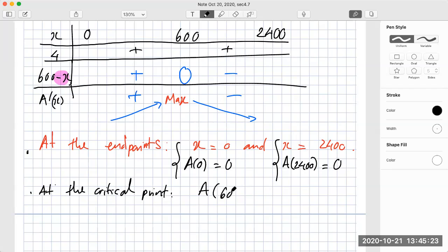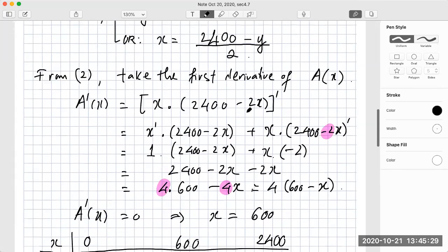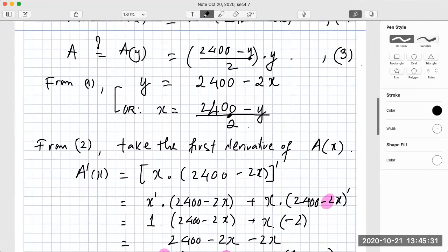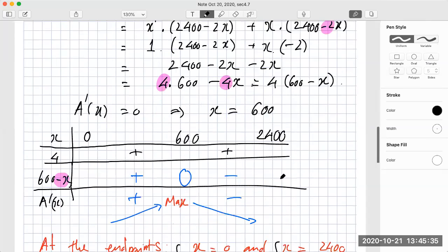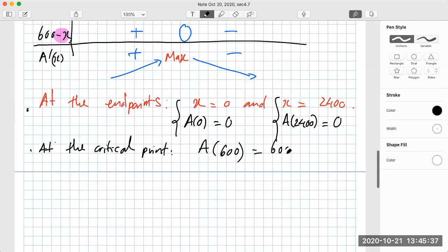So at the critical point, A of 600, when x is 600, then it will be 600 multiplied with (2400 minus 2 times 600), right? From the second equation. Therefore, what is the area of this guy?